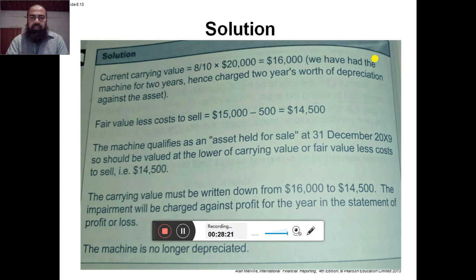Finally, having done all this, it is noted that this machine is no longer depreciated. It would be wrong to depreciate this asset further, because we have decided not to use it as an asset for continuing operations or continuing use.